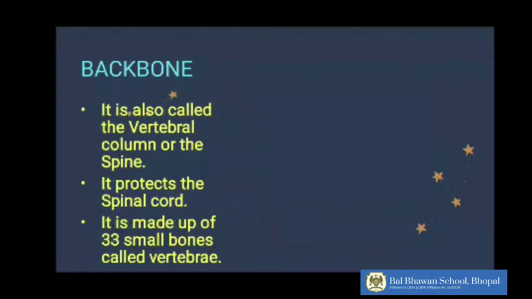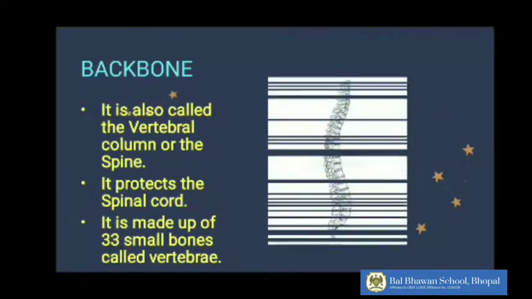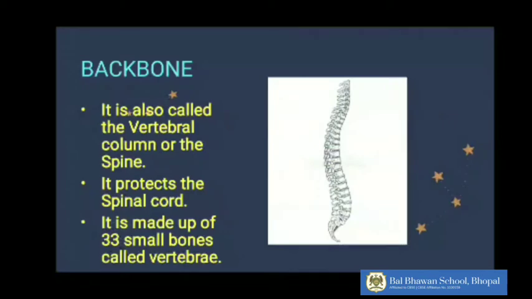Next part of the axial skeleton is the backbone. You can feel it by putting your hand at the back. It is called the vertebral column. It protects the spinal cord and it is made by 33 small bones called vertebrae.